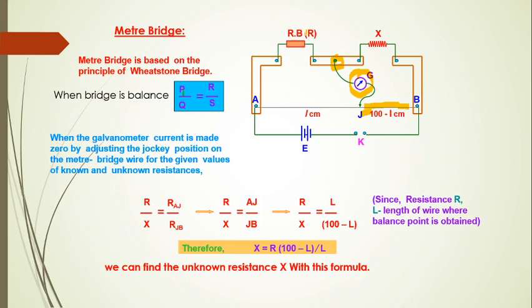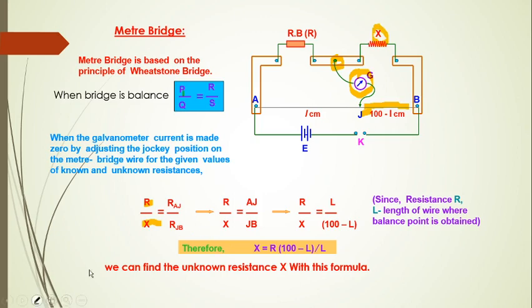Where P means the resistance R, and Q means the unknown resistance X. In place of P it is written as R, then X, and the resistance of the wire portion A to J is written as RAJ, and of the portion J to B as RJB. RAJ and RJB act as the R and S resistances in the Wheatstone bridge. So we have to find the unknown resistance X.